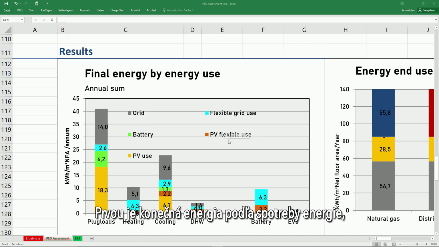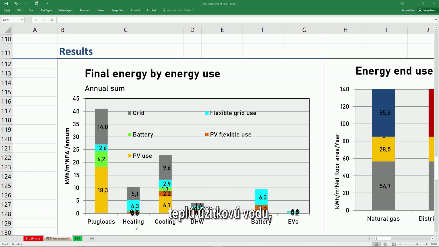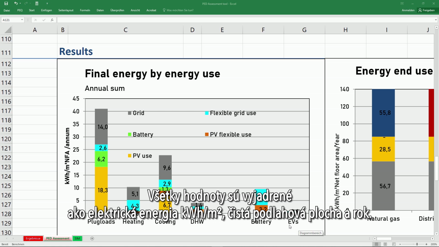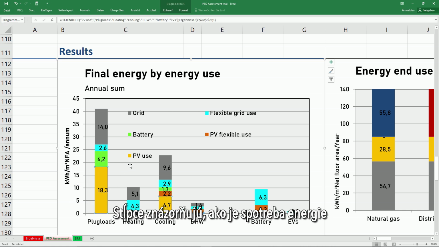First is the final energy by energy use, which shows the electricity for plug loads, heating, cooling, domestic hot water, as well as battery and electric vehicles, if there are any present in the district. All values are expressed as electricity in kilowatt hours per square meter net floor area and year. So they are indicative and can be easily compared. And the bars show how the energy use is provided by the energy supplies in the district.